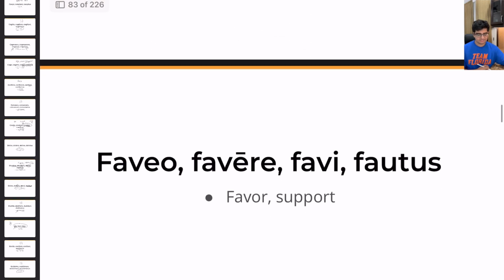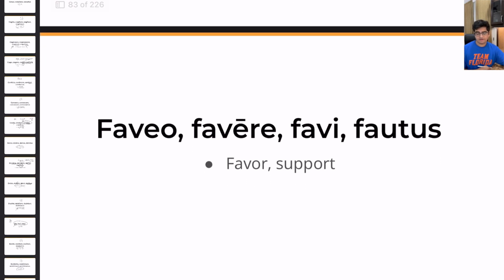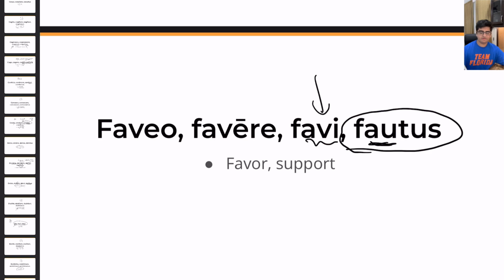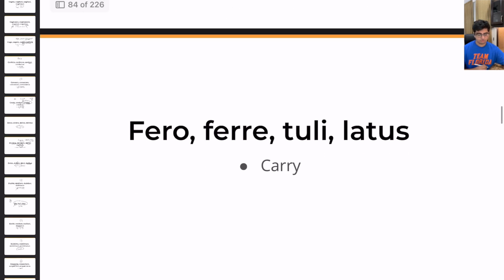Then we have faveo, favere, favi, fautus. I really want to focus on that AU over here. Look how different it is. It's F-A-U-T-U-S, not F-A-T-U-S. And then favi, F-A-V-I. Remember, this is not a first conjugation verb because it's an A-V-I. Look at the whole verb. It's faveo, favere. And that basically means to favor or to support.